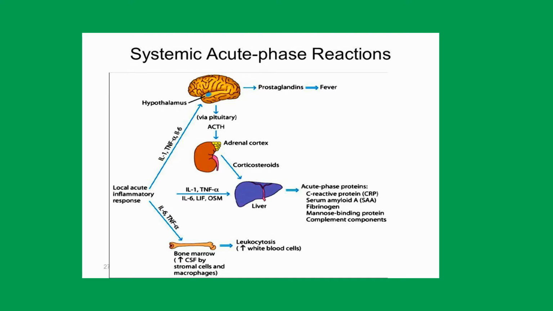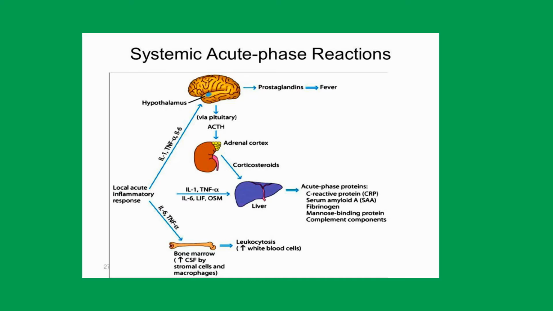So during your systemic acute phase reactions and during your innate immunity, when your body encounters bacteria, virus, trauma, or even some kind of malignancy, there would be an acute or local acute inflammatory response, and different cytokines are involved. The first group consists of your interleukin-1, your TNF alpha, and your interleukin-6, acting on your hypothalamus, thus producing your prostaglandins and then the fever.